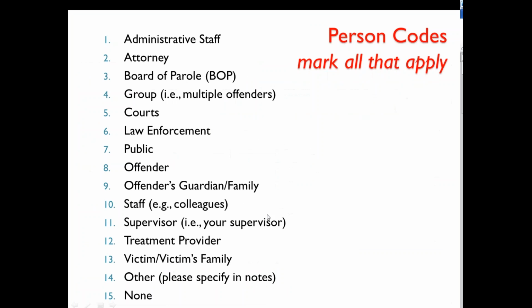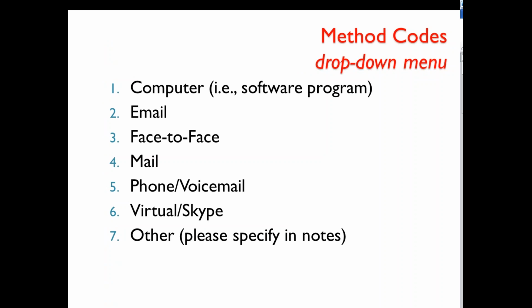Now here are a list of all the different choices for the different options you choose as it relates to the activity. Here are the list of persons involved. Here are the different methods in which an activity can occur.